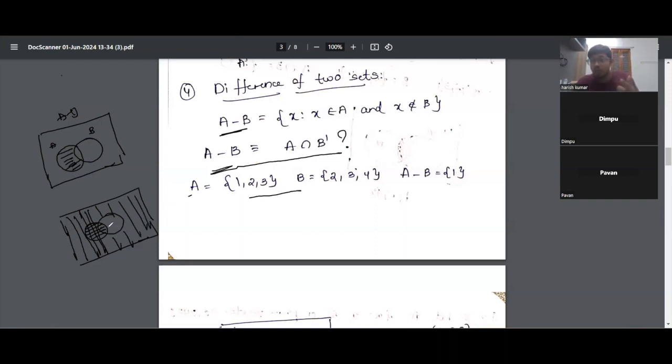Now, what is the common part between these two? This thing is the only common part, right? So we can see that both of them are clearly the same. This is how, with the help of Venn diagrams, we can conclude these things. So A minus B is always equal to A intersection B complement.